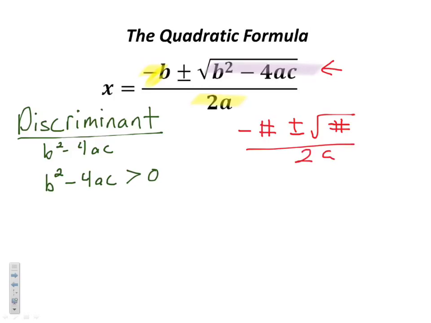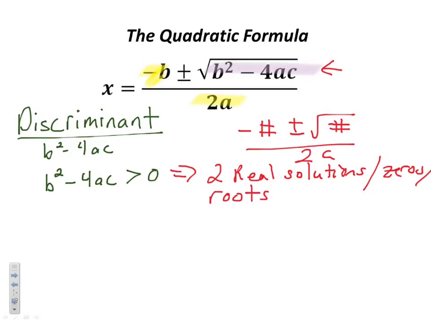So how many solutions do I get, and what kind do I have? Well, since I have the plus or minus, remember that breaks into two parts, so I have two solutions. What kind of solutions are they? They're real. So I have two real solutions. So this means that I have two real solutions, or zeros, which are also called roots. Two real roots, all right?